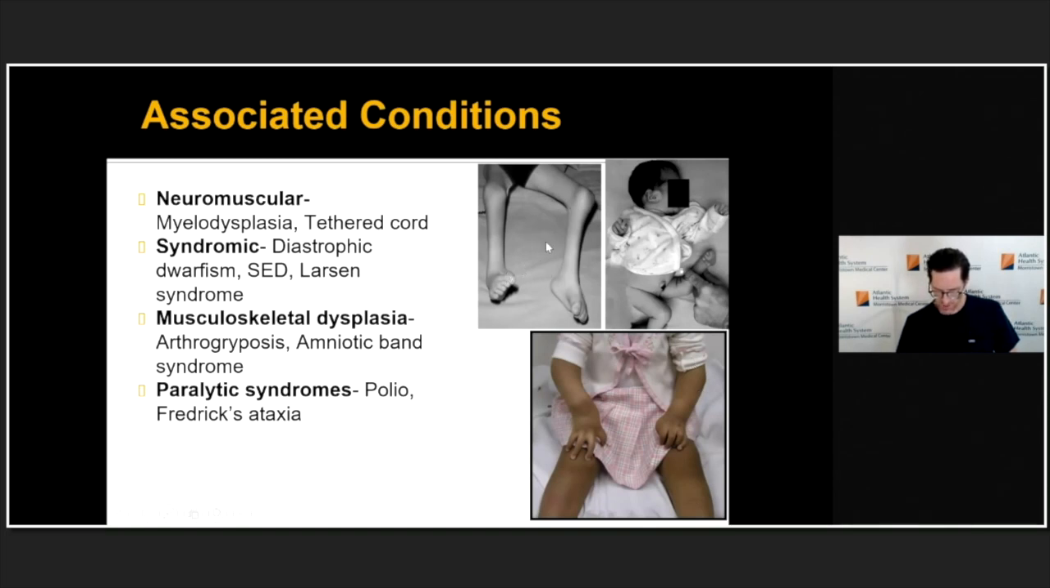This is a child with knee flexion contractures. This is arthrogryposis. This is an infant with a knee dislocation. This child has Larsen syndrome, and you can see the clubfoot here. And this is a child, unfortunately, cut off the feet, but you can see missing digits. And this child has Streeter syndrome or amniotic band syndrome. So we always want to think about these conditions.